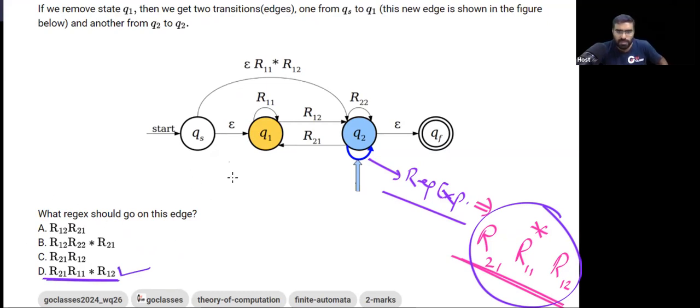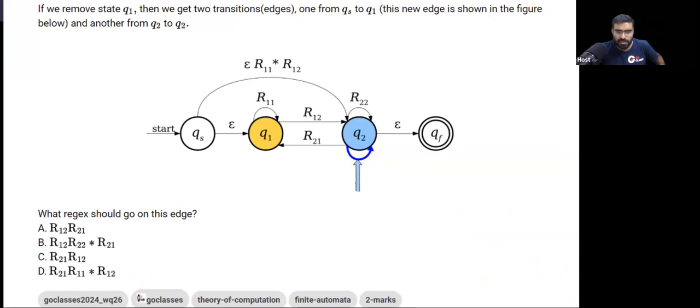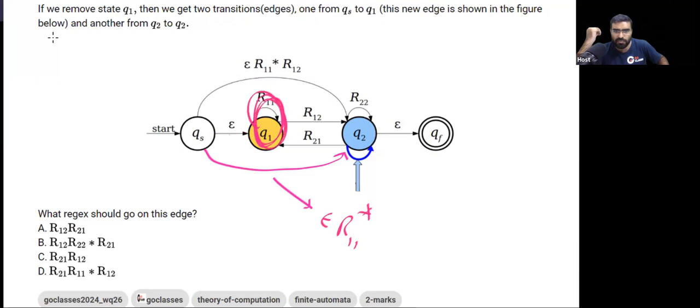Now tell me one more thing. Which regular expression will you put on this other edge? Which new regular expression will you put here? Actually, that is already given here. Basically, you will put epsilon, then any number of times R11, followed by R12. So very simple, this is already given to you.